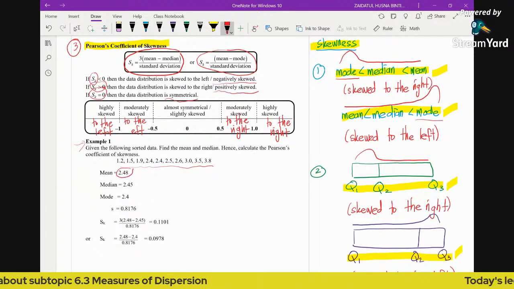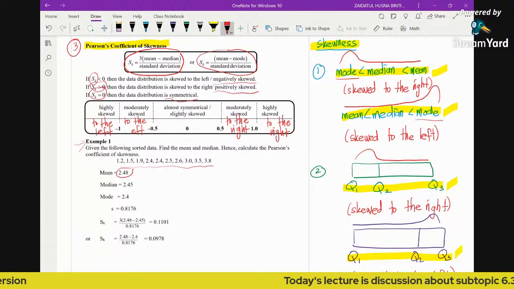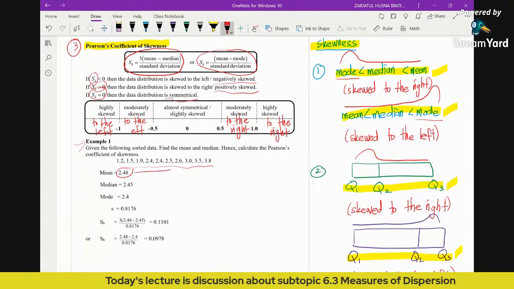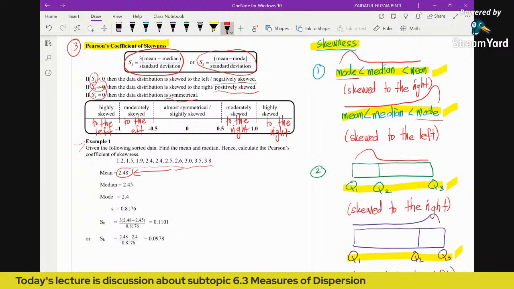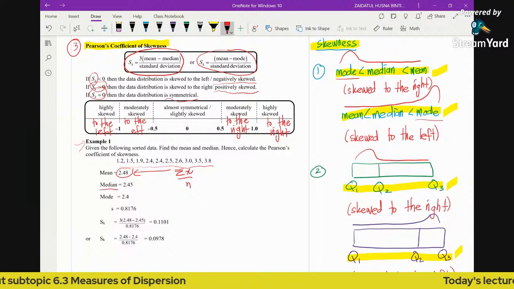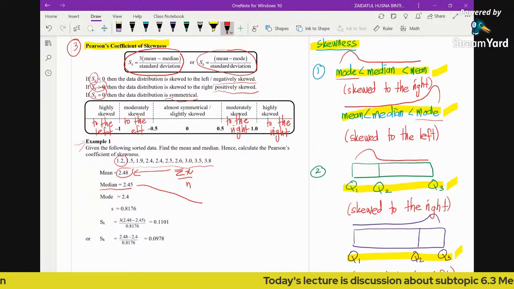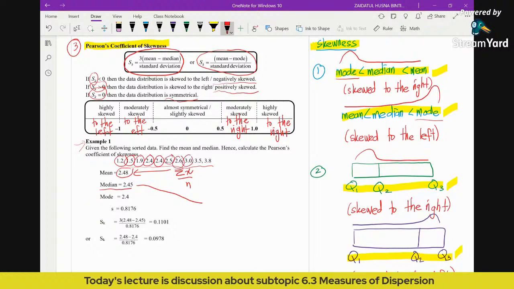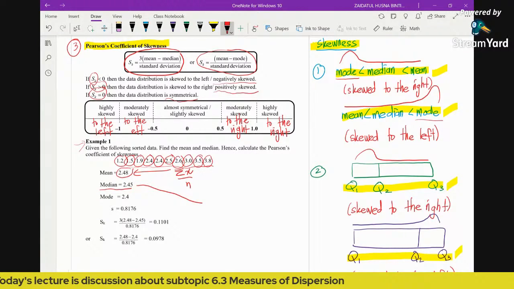In this solution, the answer is directly given, but you need to show the method of how to find each and every measure. For example, the mean, you need to show how you use the formula sum of x divided by n. While the median, you need to show how you find the position first, because in this case you see 1 2 3 4 5 6 7 8 9 10, right? So now our n is 10.